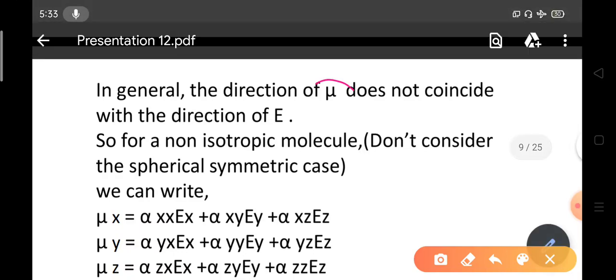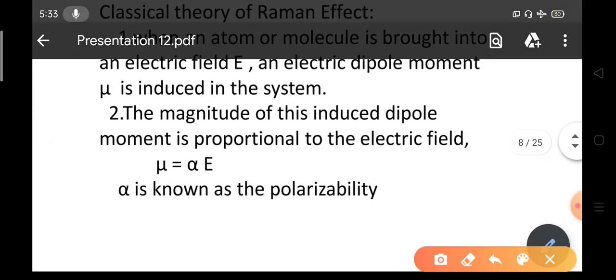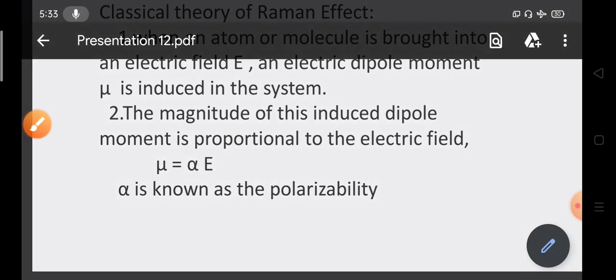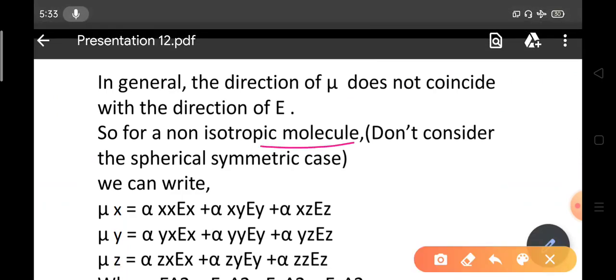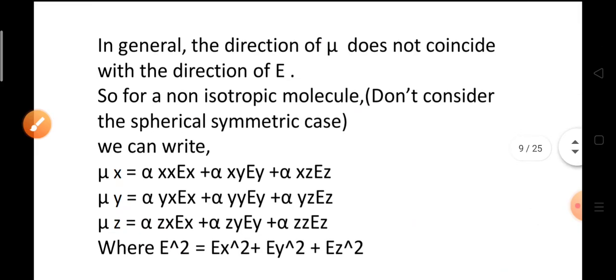Now the direction of the mu, or the direction of the induced dipole, does not actually coincide with the direction of the E. You can think that the mu is along the same direction as E, but it is not in the general case. Isotropic means a spherically symmetric molecule, and only in that case will the induced dipole moment be along the incident electric field. But for any general case, the non-isotropic molecule, the direction of mu does not coincide with the direction of E. So what will happen?